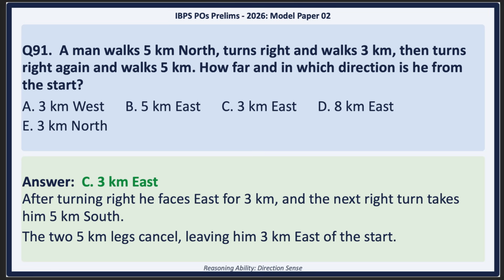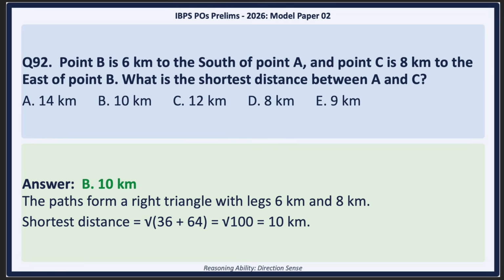Question 92 asks for the shortest distance between a point 0.6 kilometers south and another 0.8 kilometers east. Right. Whenever you see the phrase shortest distance combined with right angles, your brain should immediately deploy the Pythagorean theorem heuristic. Of course. You've basically drawn a right triangle with legs of 6 and 8. Exactly. Square them, add them up. 36 plus 64 is 100. The square root of 100 is 10. The shortest distance is a perfect 10-kilometer hypotenuse.